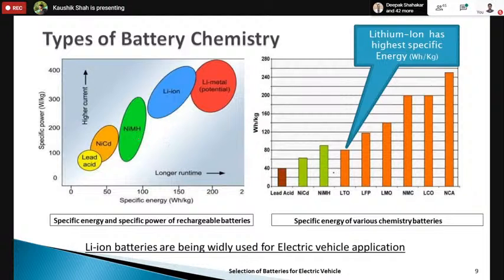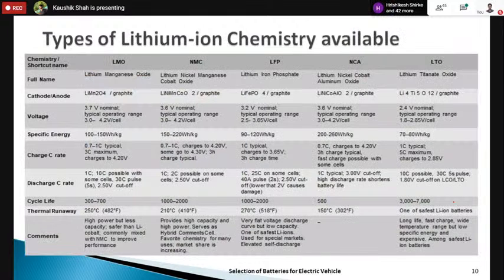So what you see on the right side, all these chemistries are lithium ion, and lithium ion has the highest specific energy density, watt hour per kg, as compared to these three: lead acid, nickel cadmium, and NiMH. All right. So I'll just quickly go over it, I will not spend much time, just to give you some tips on what kind of lithium chemistry is available.